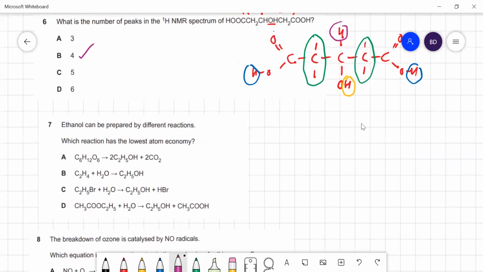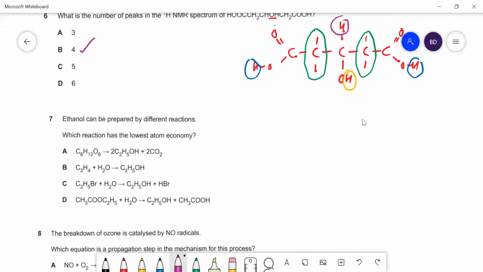Ethanol can be prepared by different reactions. Which reaction has the lowest atom economy? Right, first of all, it's not going to be that one because that's 100% atom economy because you only make ethanol. Now, to do this quickly, we look at the weight of the other compound produced. So HBr is pretty heavy. That's 79, that's 80. Ethanol is 46. So that one is going to be, yeah, right, that one is this one, okay.